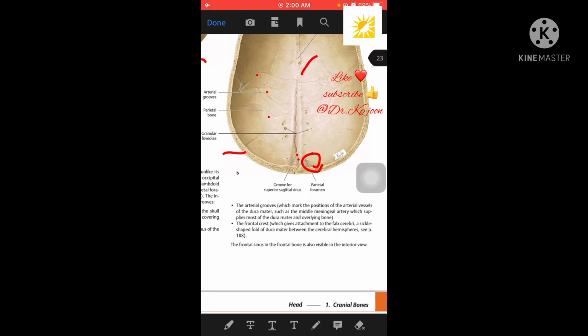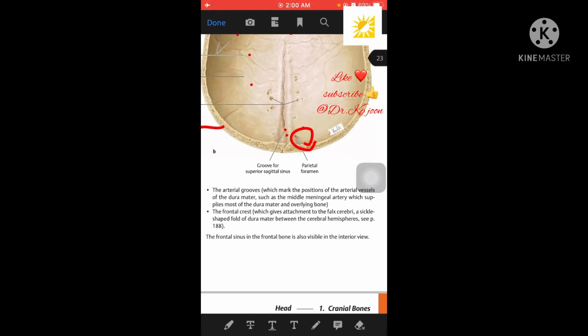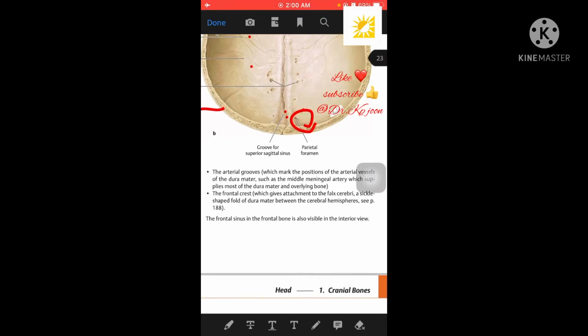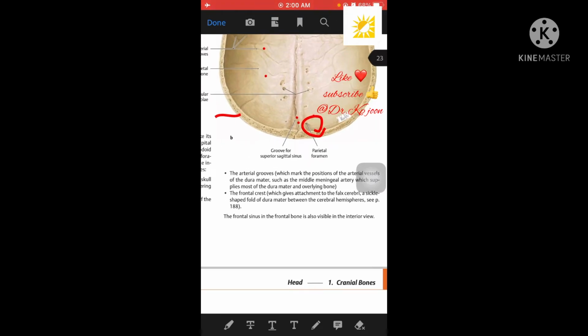If we see the next point, the arterial grooves mark the positions of the arterial vessels of the dura mater, such as the middle meningeal artery, which supplies most of the dura mater and overlying bone. The frontal crest gives attachment to the falx cerebri, a sickle-shaped fold of dura mater between the cerebral hemispheres. The frontal sinus in the frontal bone is also visible in the interior view.